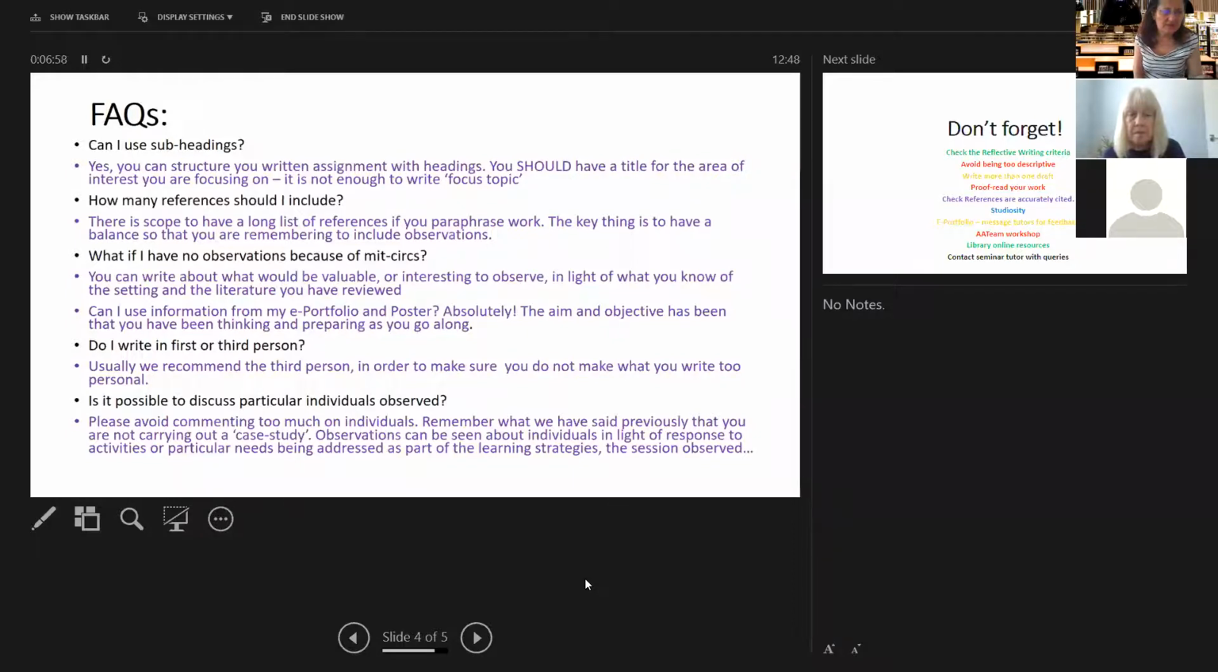How many references should I include? That question always pops up. And I think there isn't a definitive answer to say you should have 5 or 10. Some people put a lot of references in because they're very good at paraphrasing. But what I think is important is that you have a balance, and that you remember that the balance needs to show that you are incorporating your observations, but also you are informing what you're writing by your research of literature to support. So that's why I think it's important to think about your approach.